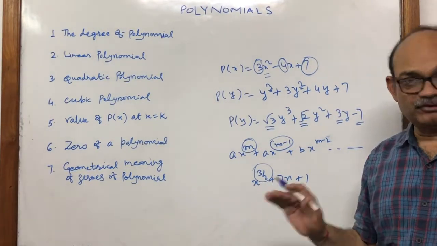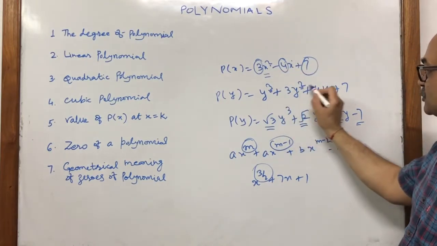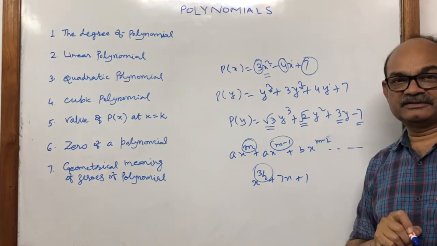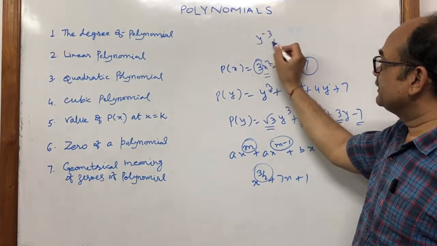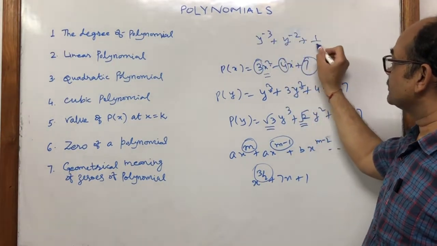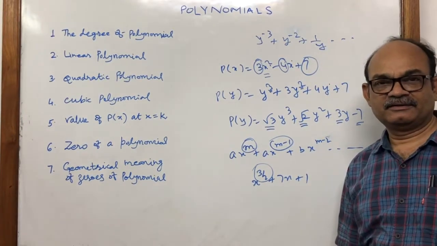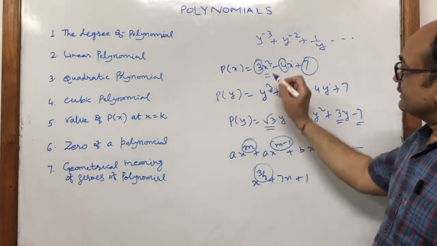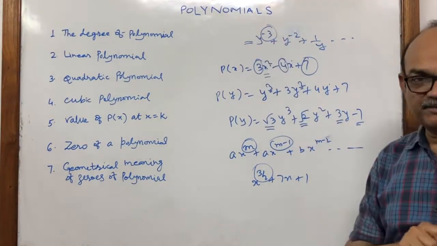No negative, no fraction. Just like x square, x, y cube, y square, y, these are polynomials. But if we say y to power minus 3 plus y to power minus 2 plus 1 upon y and so on, no, it is not a polynomial. Correct? Coefficients, उनके सामने आने वाले numbers. Degrees, powers, उनके पीछे power जो लगी हुई है.